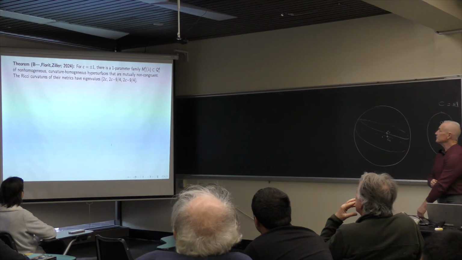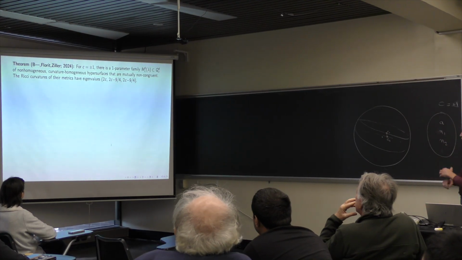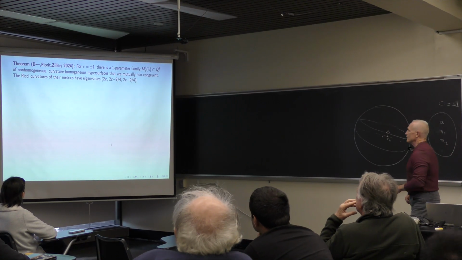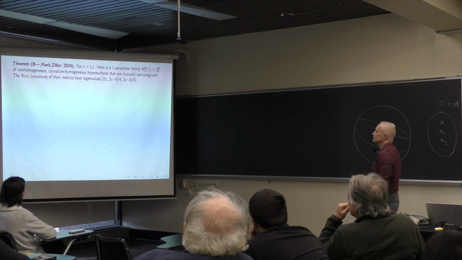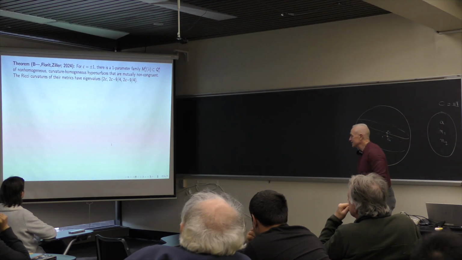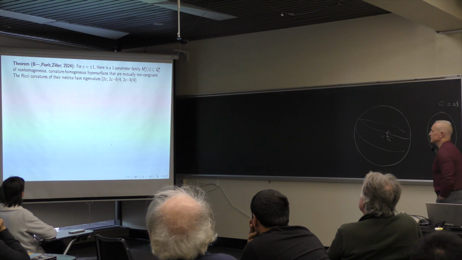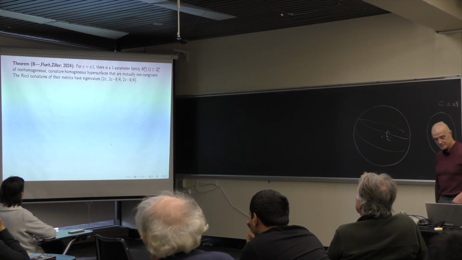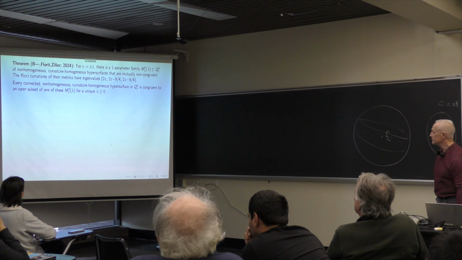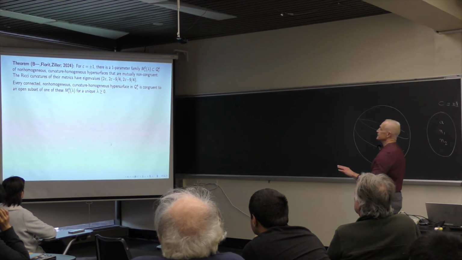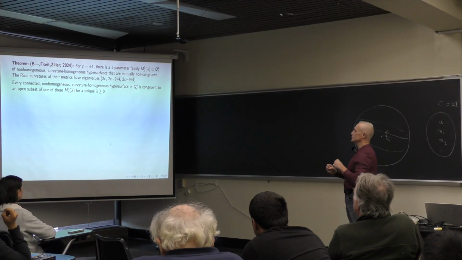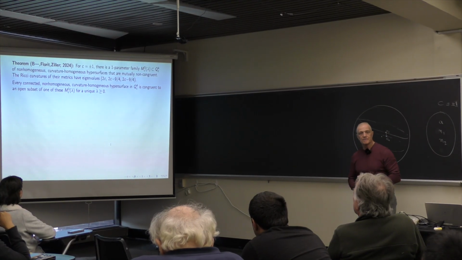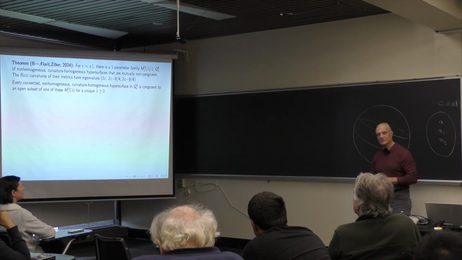So here's the theorem, proved last year. The paper appeared this year. Whether C is plus or minus 1, there's a one-parameter family of non-homogeneous, curvature-homogeneous hypersurfaces that are mutually non-congruent. And the Ricci curvatures of their metrics, there they are. They're constant. That minus 9/4 shows up. And every connected non-homogeneous curvature-homogeneous hypersurface is congruent to an open subset of one of these. There's exactly a one-parameter family of these.